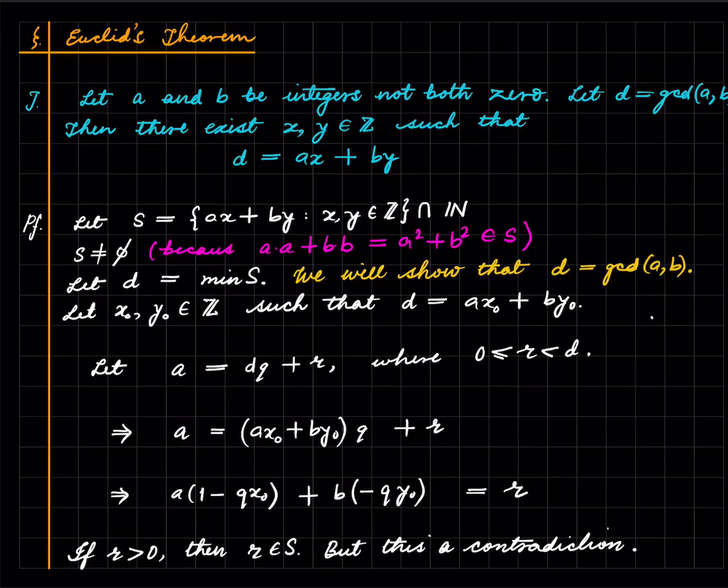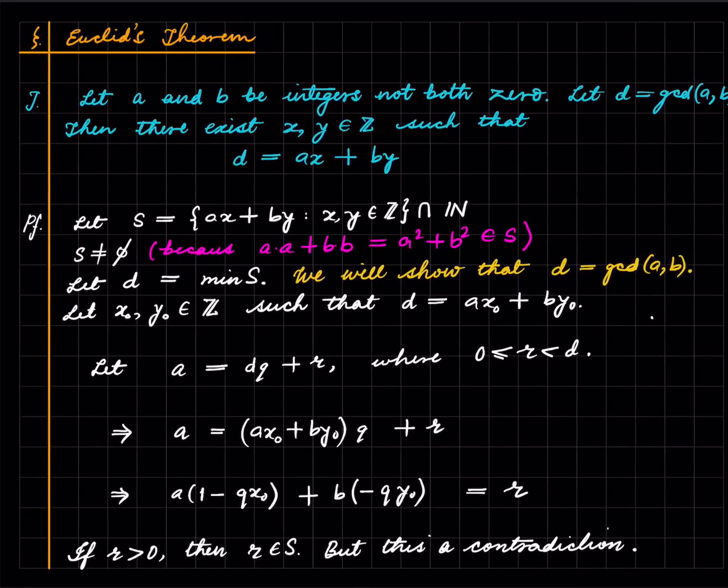Contradiction to what? This is a contradiction to the fact that r is smaller than d. d was the smallest thing in S. So since d was the smallest thing in S, nothing else can be smaller than d and also in S. So if r is positive, then r is something smaller than d and also in S, and that is a contradiction. It contradicts the minimality of d. So therefore, we conclude that r cannot be positive.